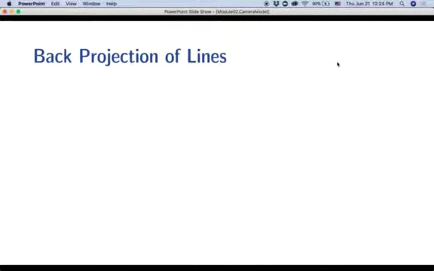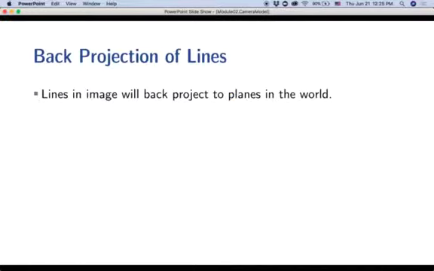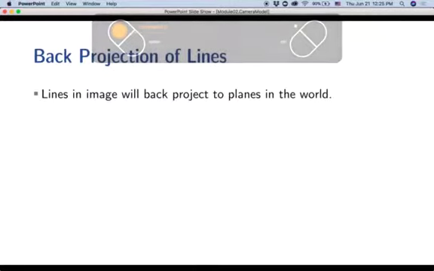Okay. So I talked about back projection of points. A point will back project to a ray. So let's talk about back projection of lines. What do you think a line will back project to? A line should back project to a plane, really. So lines in the image will back project to planes in the real world.